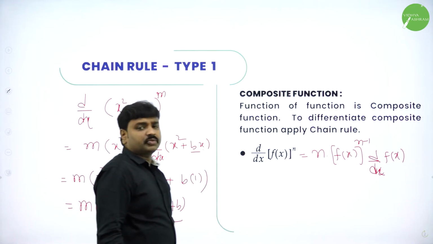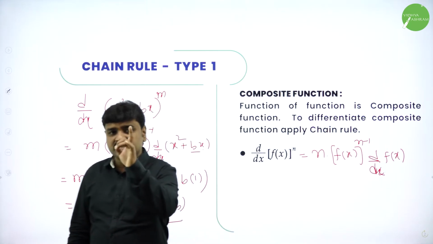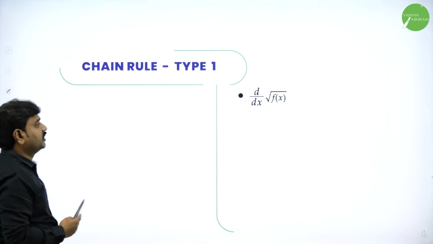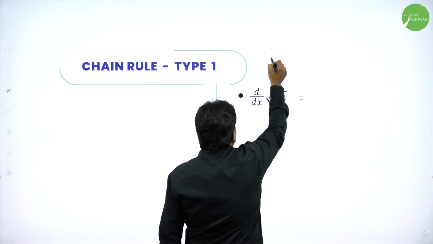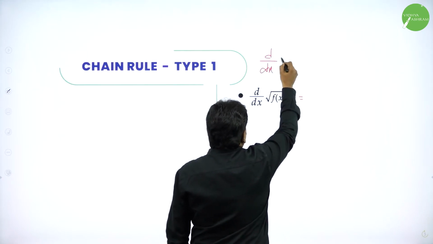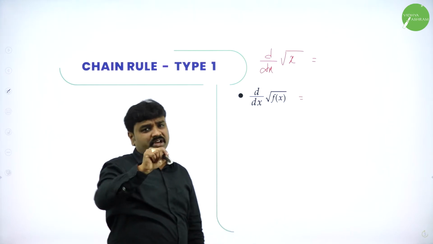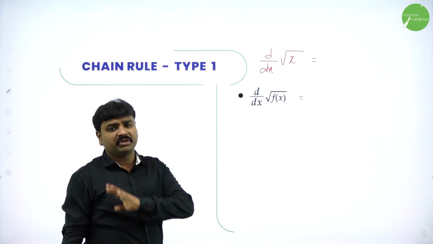What is the derivative of f of x power n? n into f of x power n minus 1 into d by dx of f of x. This is type 1. Now we have another type, that is d by dx of root f of x. All of you know what is d by dx of root x? I request all of you to become thorough with the formulae. The formula should be on your tongue tip. That's what I told you. What is differentiation of x power n? n into x power n minus 1.